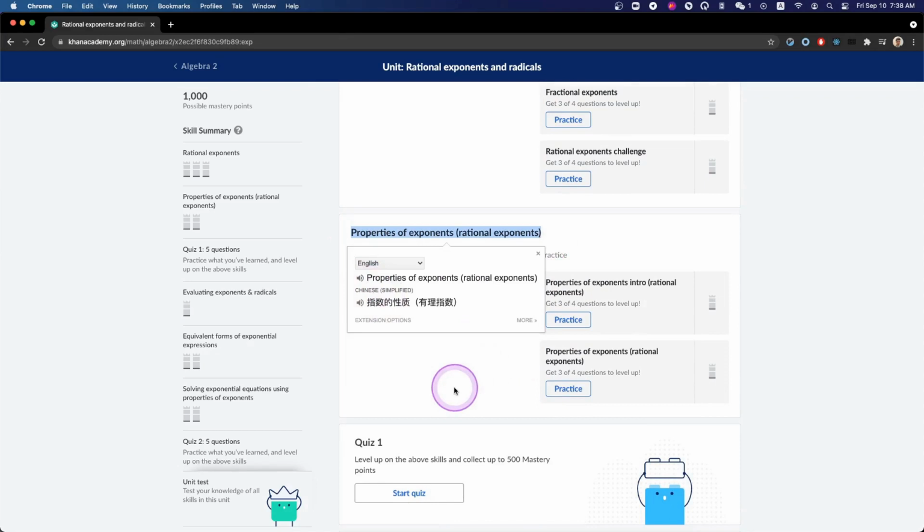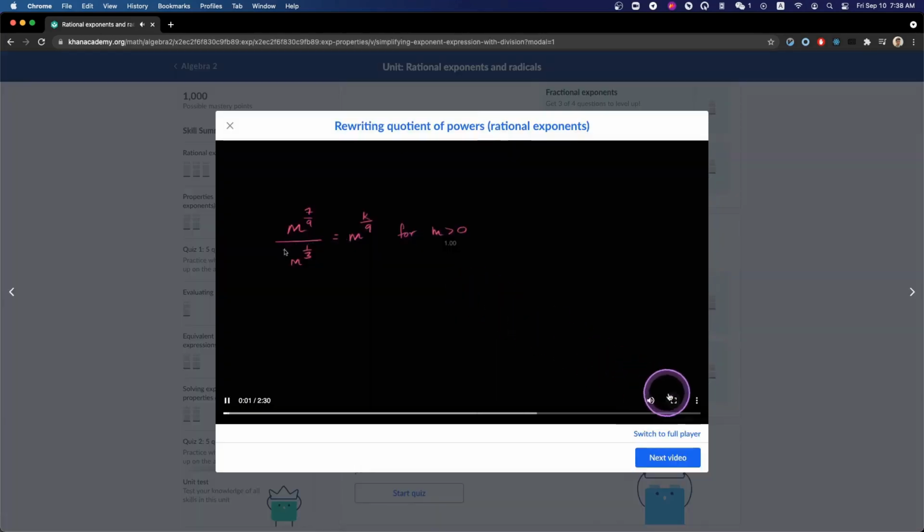Properties of exponents, rational exponents. Properties of exponents. This is another sentence model: properties of something. So we have an interesting equation here.